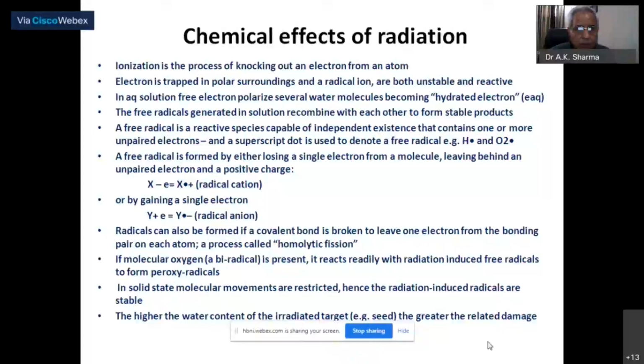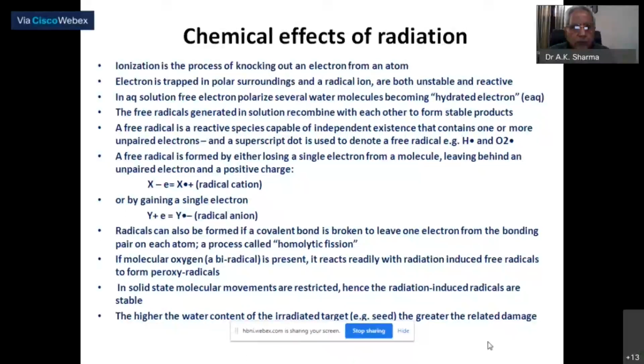In aqueous solution, if there is a lot of water around, free electrons polarize several water molecules. That means they give that negative energy to polar water molecules. So one electron can hydrate several water molecules around it, a hydrated electron, e aqueous. Now, free radicals generated in solution combine with each other to form stable products. Many times, they die down amongst themselves and form stable products.